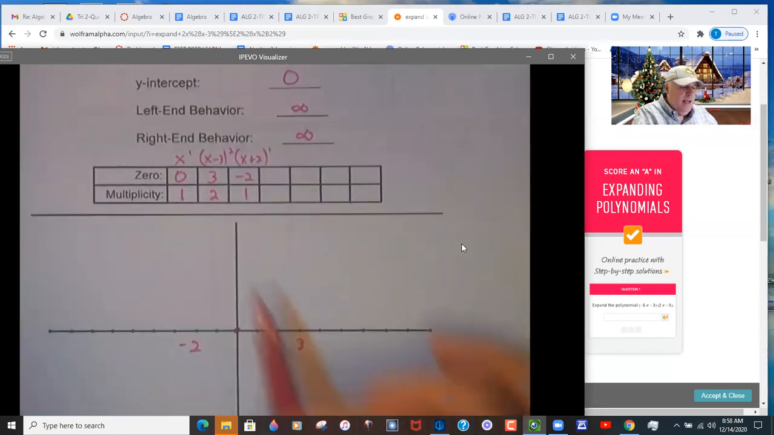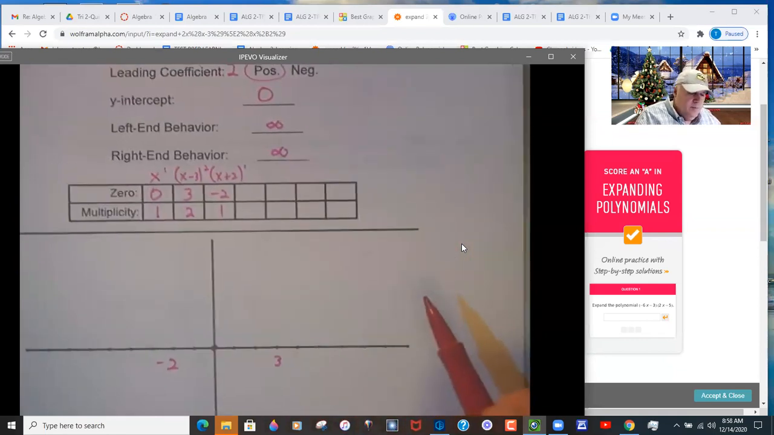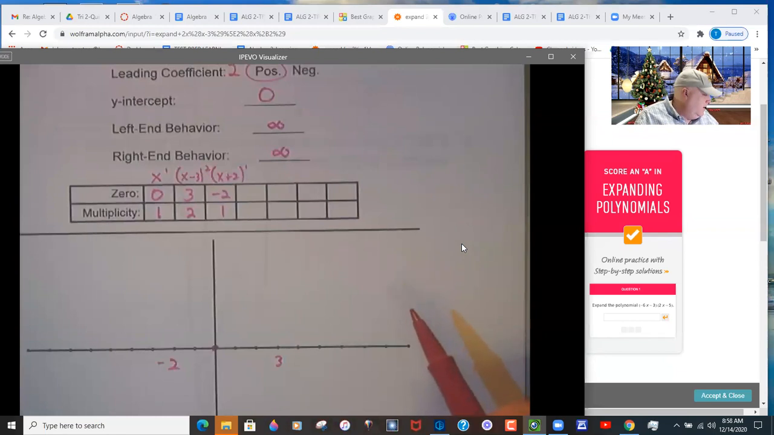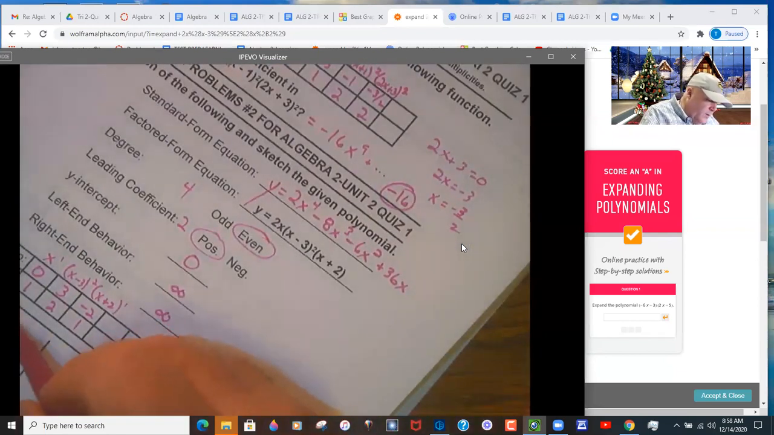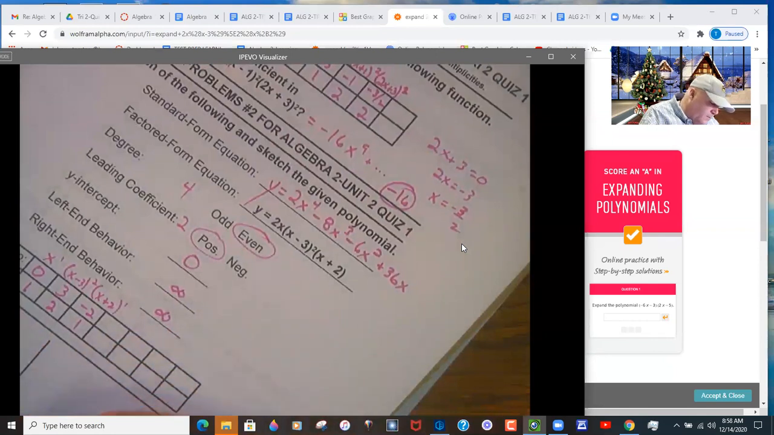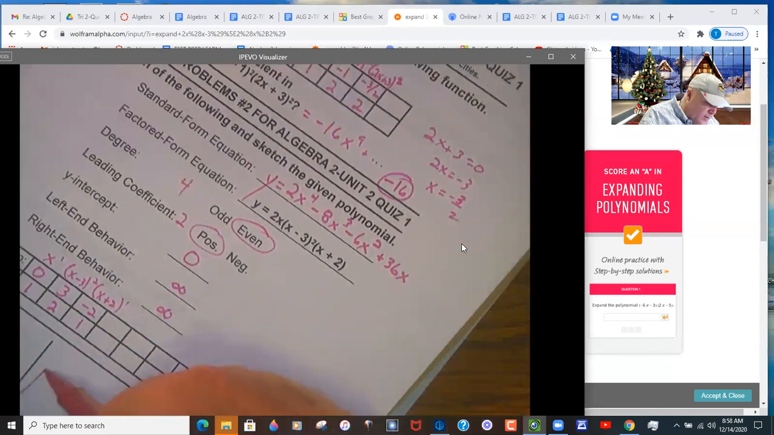And then at 3, we're going to bounce. So it's going to bounce and come back up. And then the rest is going to be cutting through. Now this, if you actually look at it, I mean, it goes down quite a ways. Way down there. Then it comes back up. Goes way up here.